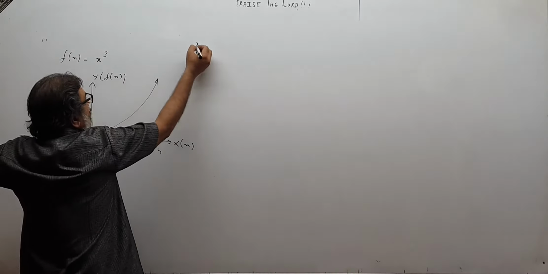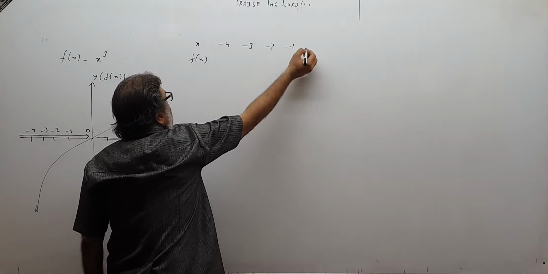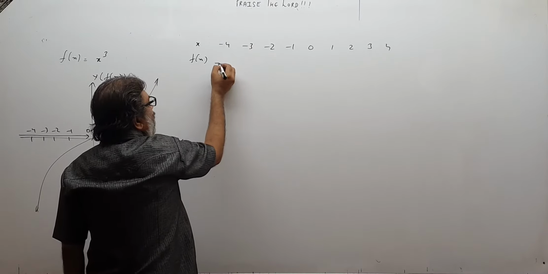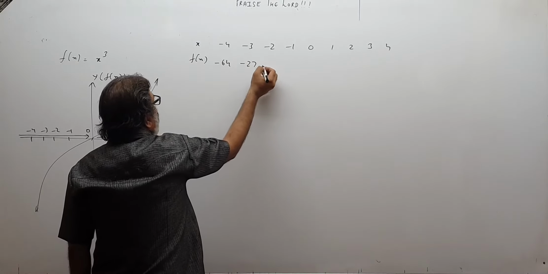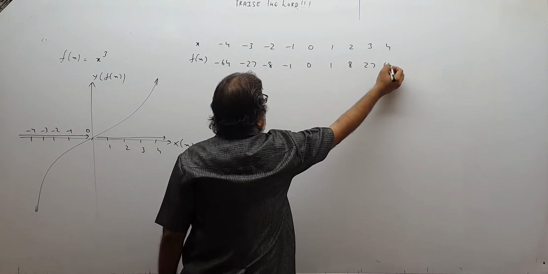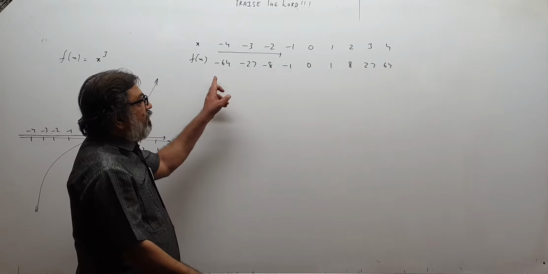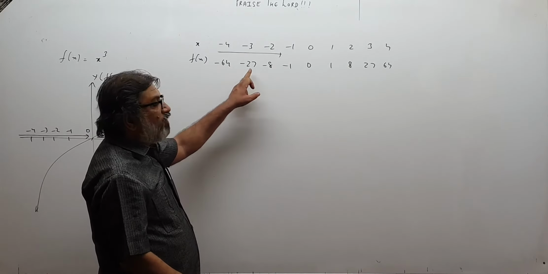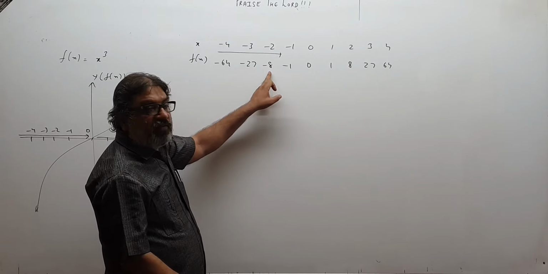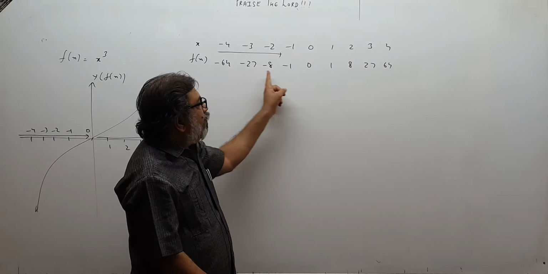Let us see what values are coming. X and f(x). Minus 4, minus 3, minus 2, minus 1, 0, 1, 2, 3, 4. For minus 4 the answer will be minus 64, then minus 27, minus 8, minus 1, 0, 1, 8, 27, 64. See, as I move from left to right, the value is increasing, yes or no? Minus 27 is more than minus 64, minus 8 is more than minus 27, minus 1 is more than minus 8. As x increases, f(x) also increases.